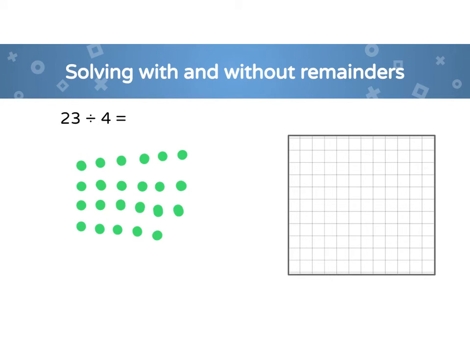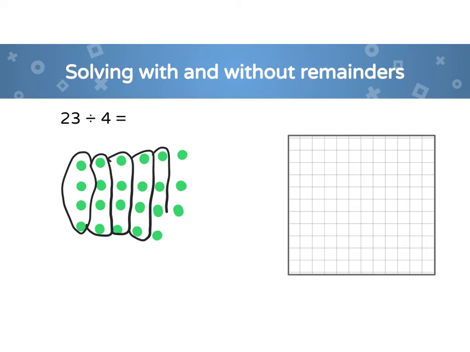Okay, so I did my array first. I have 23 little green dots to make my array, and I'm going to put them in groups of 4. So I have 1 group of 4, 2 groups of 4, 3 groups of 4, 4, 5, and then I have 3 left over. So my quotient is going to equal 5. And I know I have 3 left over. So let me draw my area model to show this.